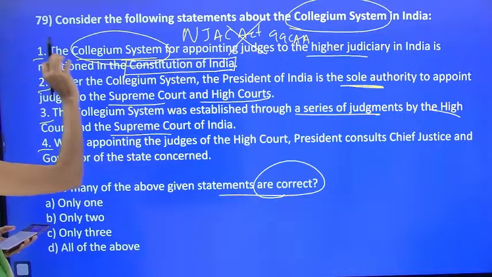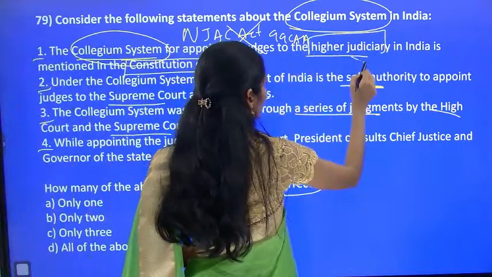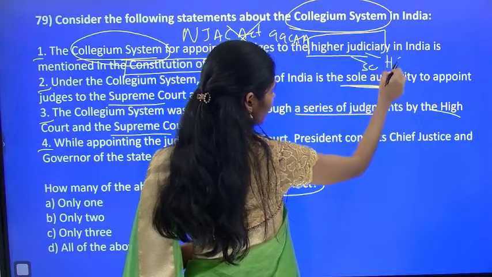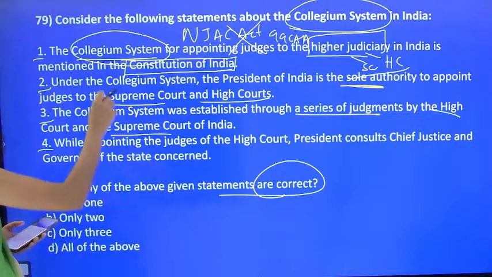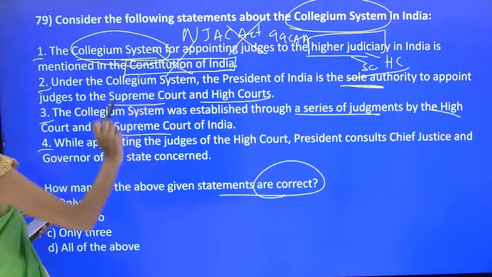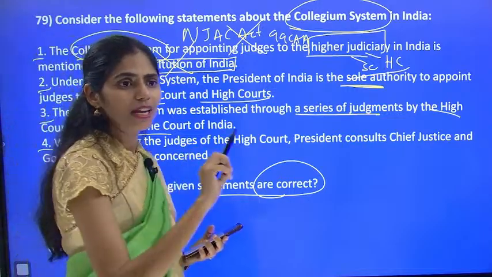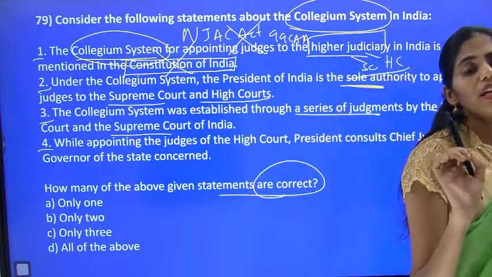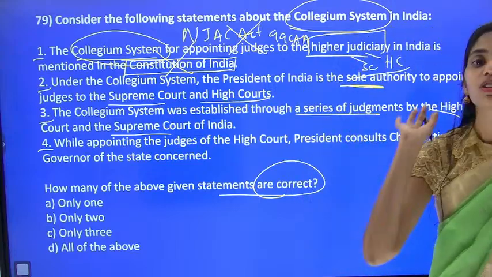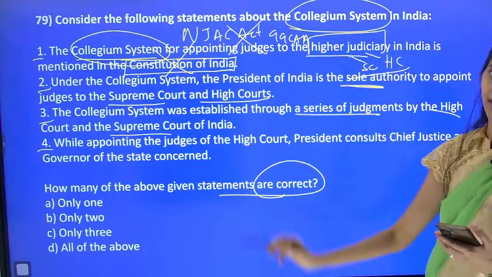Collegium system is correct for appointing judges to higher judiciary, for example Supreme Court and High Court. Collegium system plays a very important role, but it is not present in our Constitution of India. So whenever you get this type of question, mentioned in Constitution or as per Constitution, you have to think about that statement at least twice or thrice. Keep this in your mind. So the first statement is incorrect, students.